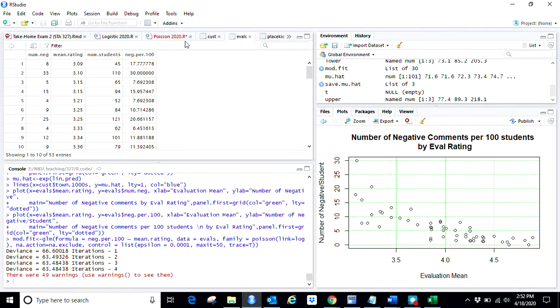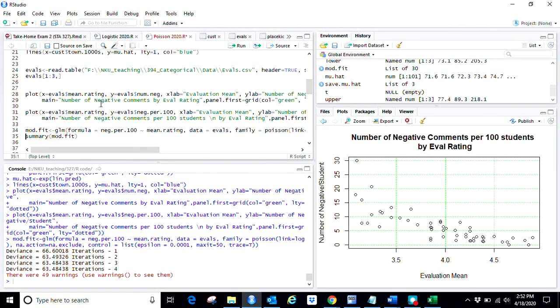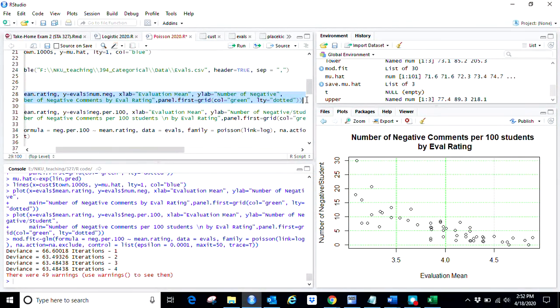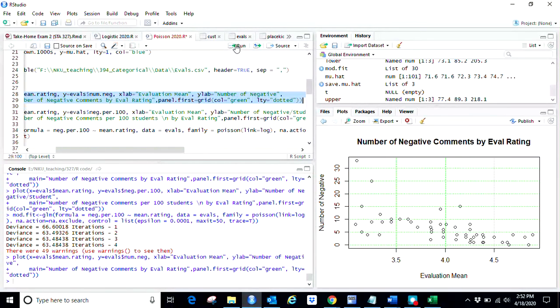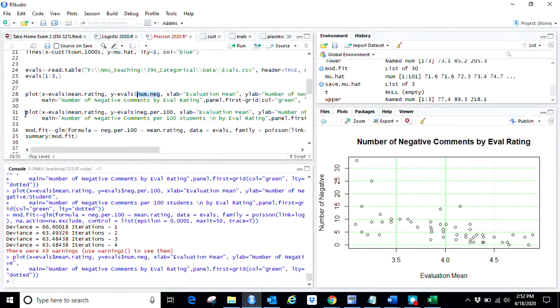All right, so let's go ahead and fit both of these plots here in R. I've already loaded in my data set. This first one here is just looking at the number of negative comments by evaluation rating. And then the second one, all I've done different is now I'm modeling that different response variable here that takes into account T.